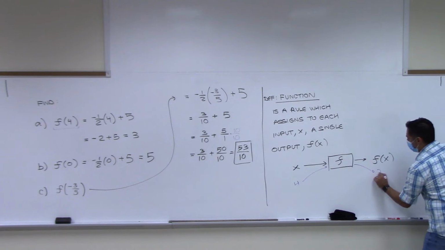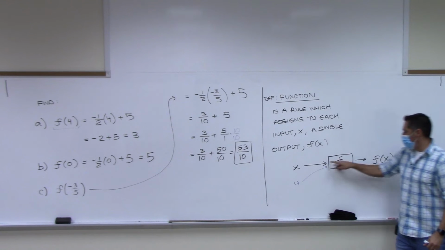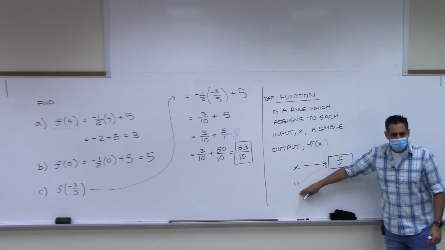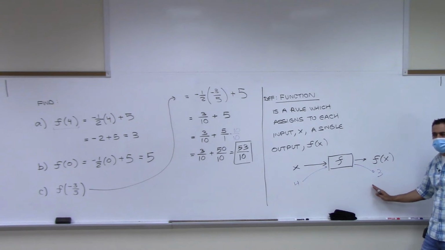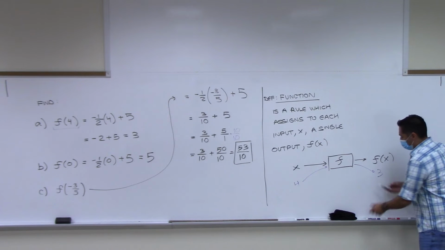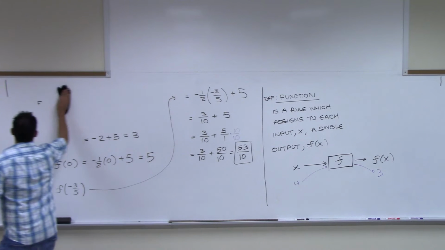3, right? It came out as a 3, right? And then it took 0, 0 went through and came out as 5. Then it took negative 3/5 in, came out as 53/10, right? So another way that this can be drawn or visualized is this.